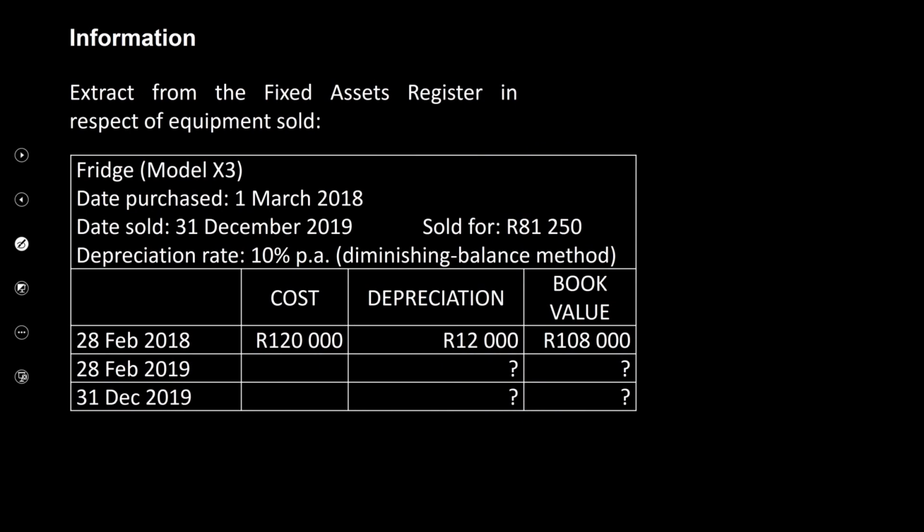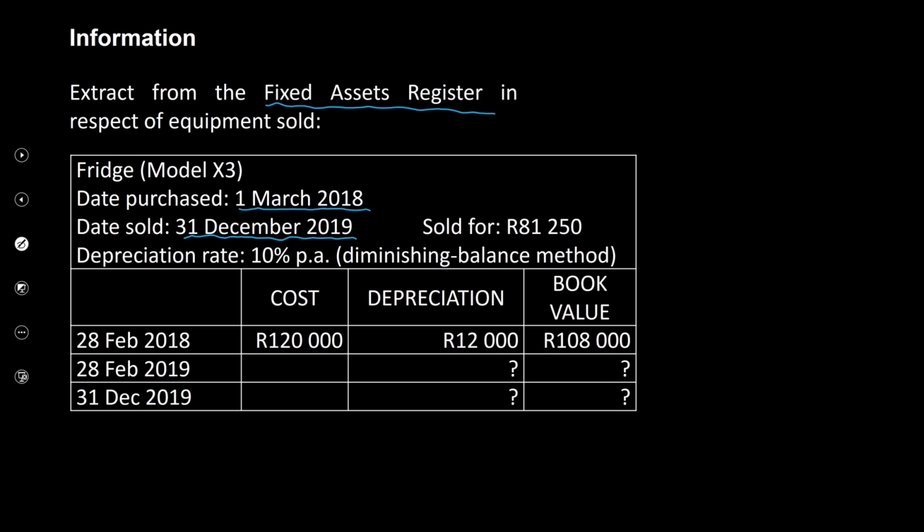Okay. Then you are told that this equipment was sold. It was purchased on the 1st of March 2018, right? And it was sold on the 31st of December 2019. We're getting all of this information from our fixed assets register, right?